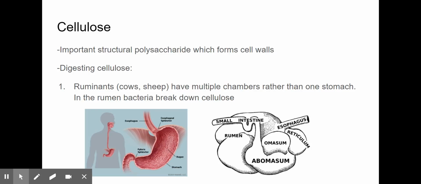Yeah, so that's ruminants. Have you seen cows almost throw up in their mouths a little bit, and chew it some more and then swallow it again? They do that over and over again through the rumen to digest the cellulose.